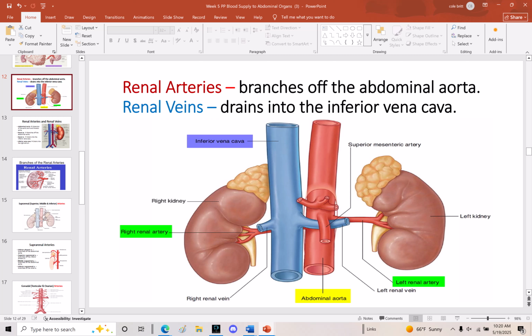All right, so here we have the splenic vein coming in here as well. Now let's go back over here to our veins.